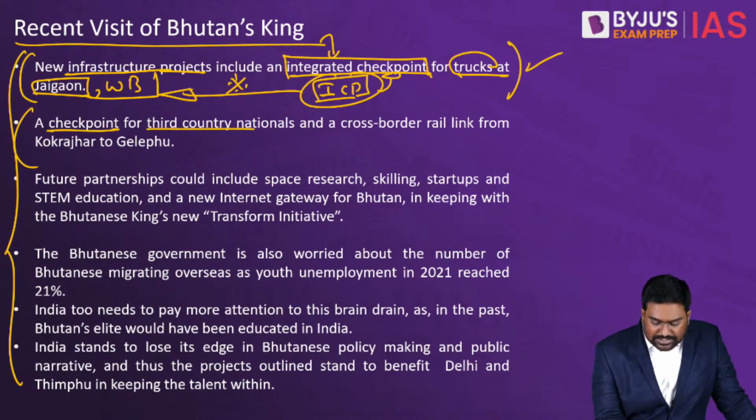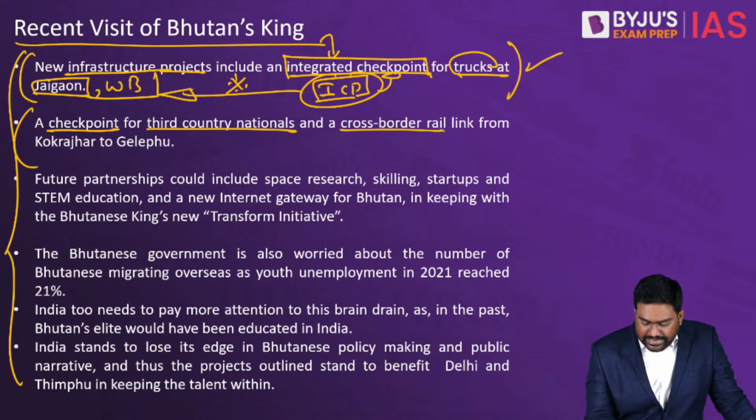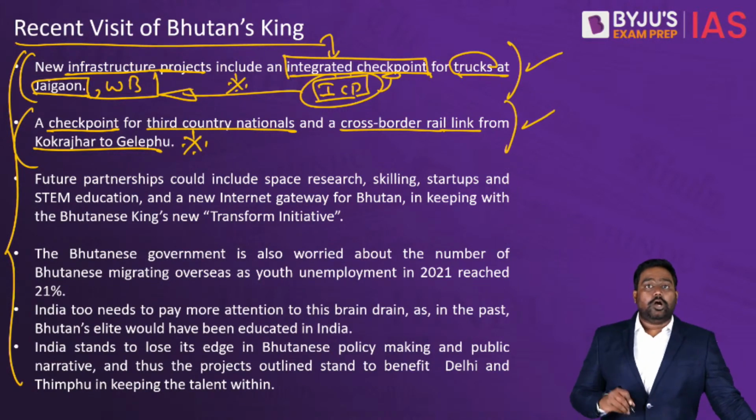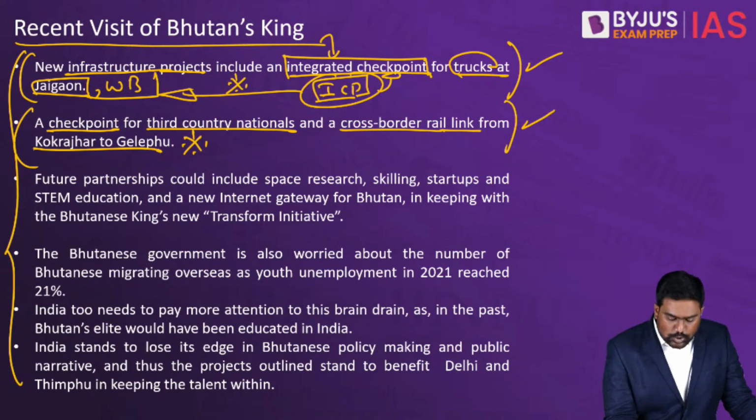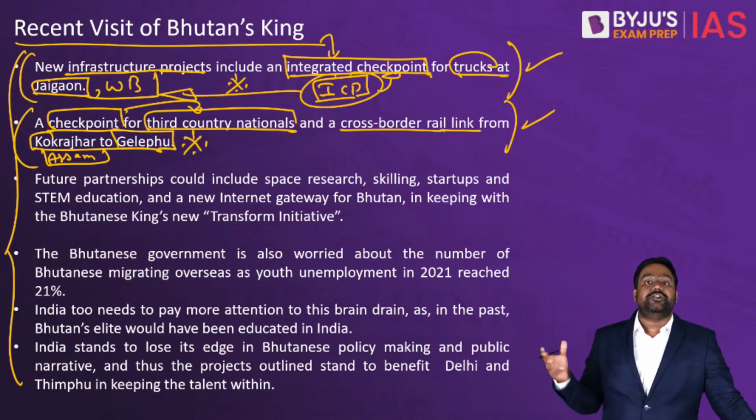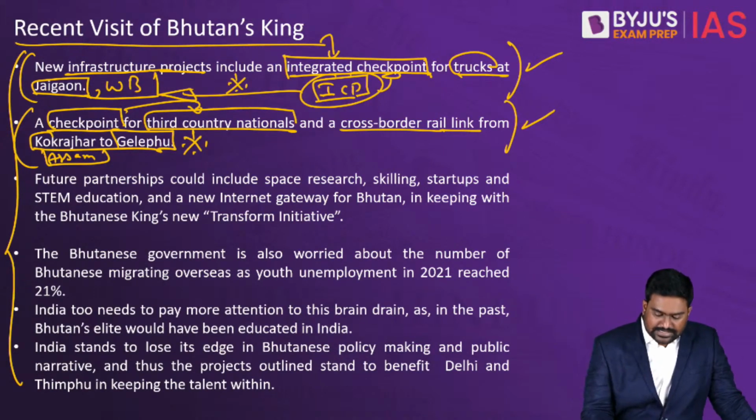A checkpoint for third country nationals and cross-border rail link from Kokrajhar to Gelakpu has been finalized. A cross-border railway line will be set up connecting Kokrajhar in Assam with Gelakpu in Bhutan, and a checkpoint for third country citizens of other countries who are moving between India and Bhutan. A separate checkpoint will be created for them.